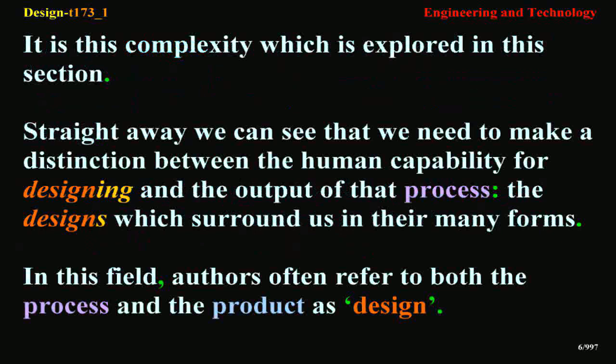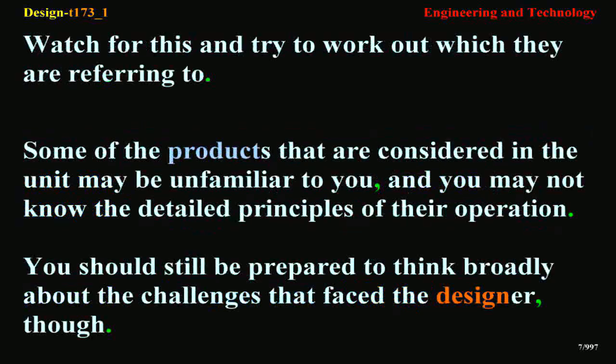Straight away we can see that we need to make a distinction between the human capability for designing and the output of that process: the designs which surround us in the many forms. In this field, authors often refer to both the process and the product as design. Watch for this and try to work out which they are referring to.